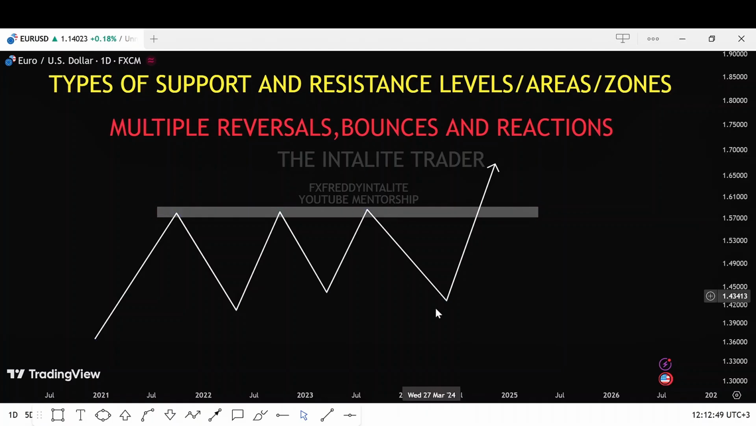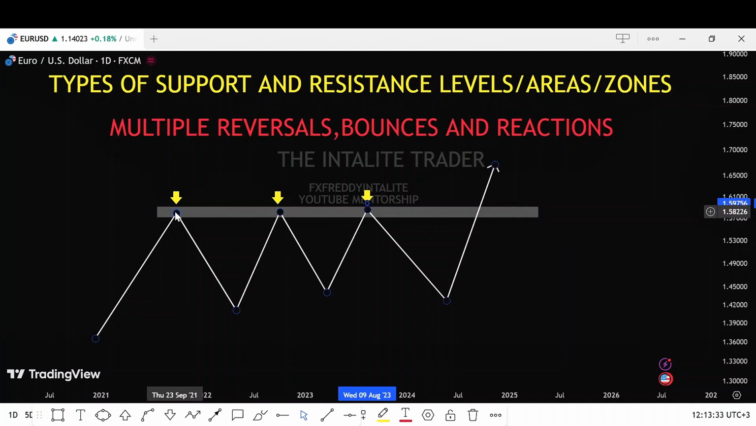or reactions. You see price has been respecting a level a couple of times. Here, price respects it. The same thing happens, price comes and reacts to a level. So those are called multiple reactions, bounces, or reversals. So this shows this area is of key interest to buyers and sellers, as these buyers take action each time price is at this level.